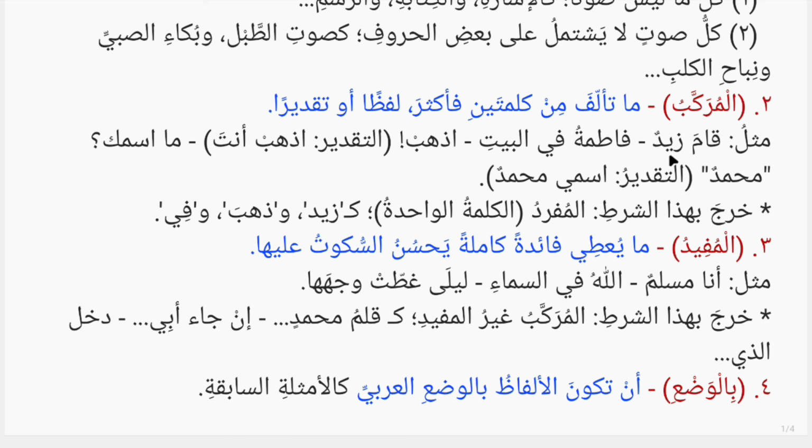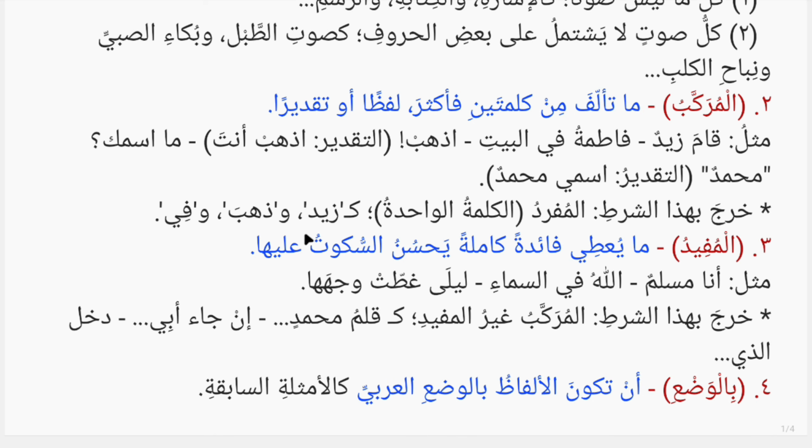So these are utterances made up of letters from the Arabic alphabet. And it's murakkab because it consists of two or more words. These two or more words can either be explicitly uttered or implicitly understood, implied. Okay, what's excluded when we say murakkab? It should be obvious. خرج بهذا الشرط المفرد. This excludes one words. الكلمة الواحدة.